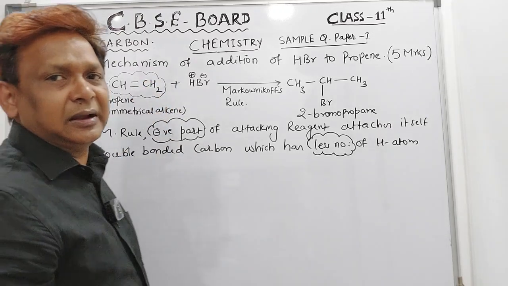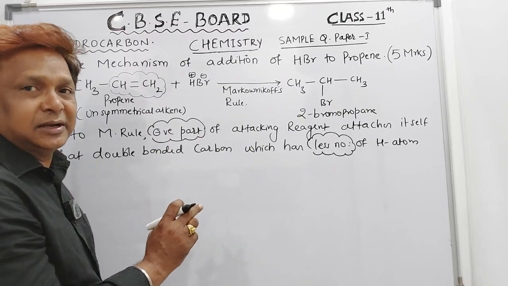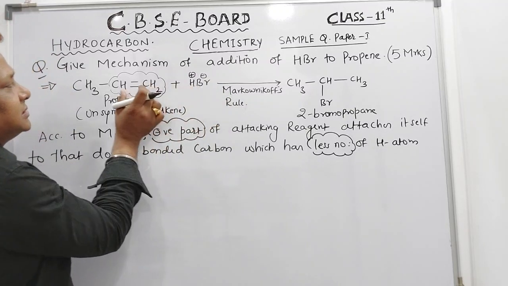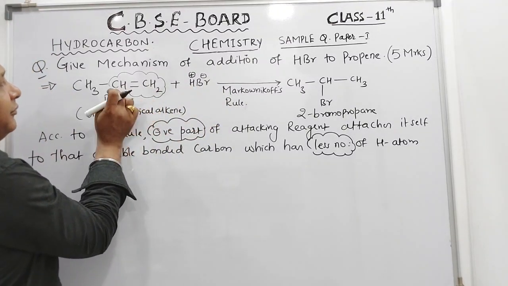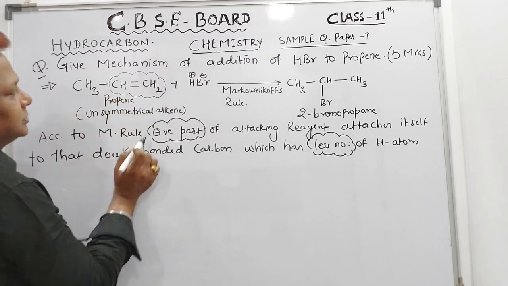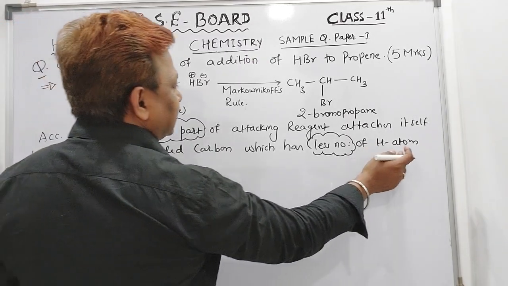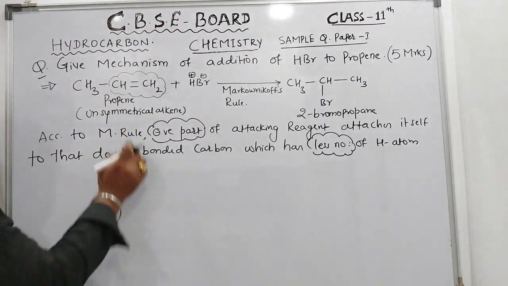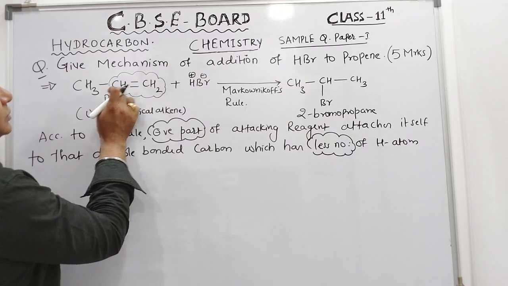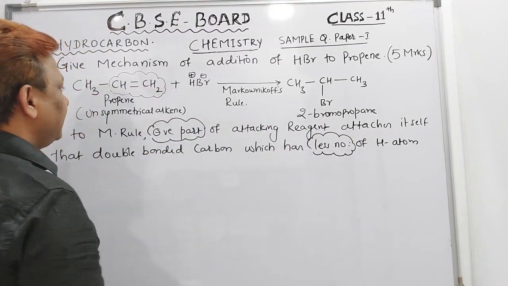So anything we can write, right? As our NCERT is using the statement, the negative part of the attacking reagent attaches itself to that double bonded carbon which has less number of hydrogen. See, this carbon is having only one hydrogen and this carbon is having how many? 2 hydrogens. Now based on that, this Br minus will attack on this carbon, and H plus will attack here, and we got 2-bromopropane, right?